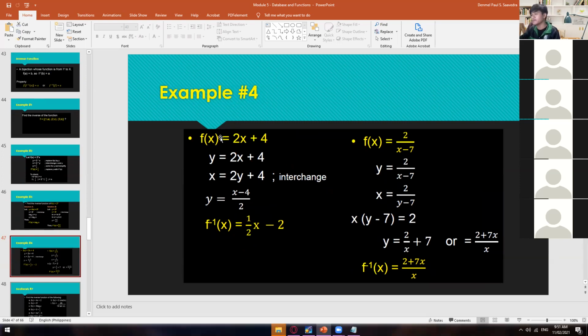Example number 4, we have this, and then just by applying 4 basic steps, you will get this y. So I will leave the analysis part to you guys, since we don't have enough time anymore. And the same with this example. Just apply those 4 steps, and then you will get this one as your y, or your inverse function. Anyway, this one is already super easy, so you guys can do this one on your own.